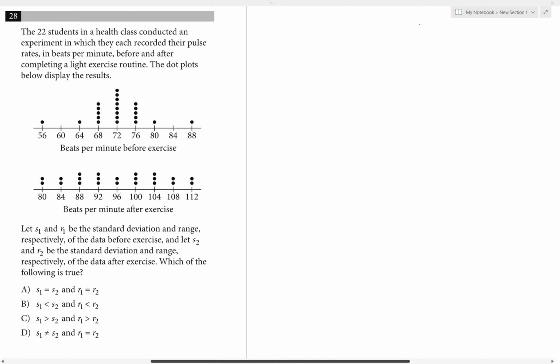Range will be easier to think about because the range is the difference between the highest number and the lowest number. So to find the range is always the highest number minus the lowest number. So you look at the two data sets here. For the first one, the lowest number that we have is 56 and the highest is 88. So for the first data, that'd be R1, the range is 88 minus 56, which is 32. Okay, that's the first range.